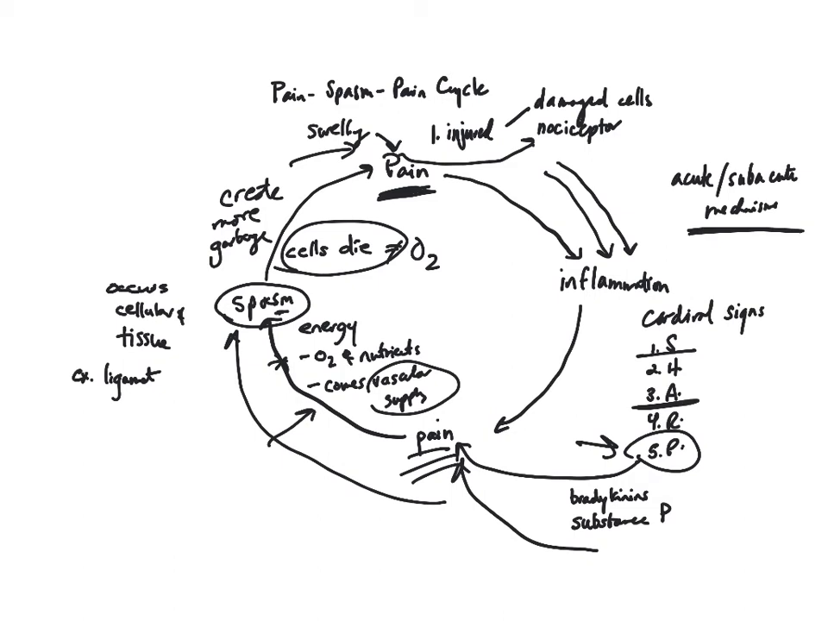So saying all of that, what can we do for it? Well, we need to allow inflammation to occur, because without inflammation, you're not going to have tissue healing. It's the first phase of tissue healing. But what we can do is we can help control it to some degree. There's a couple of ways that we can control swelling.